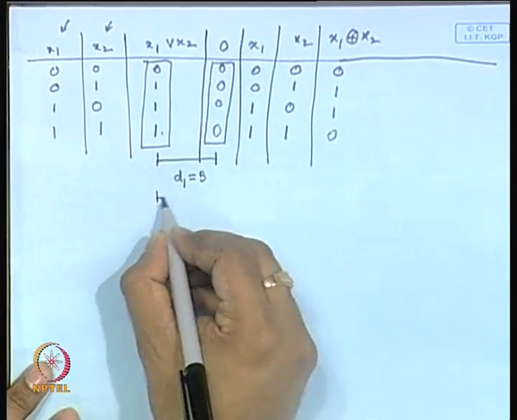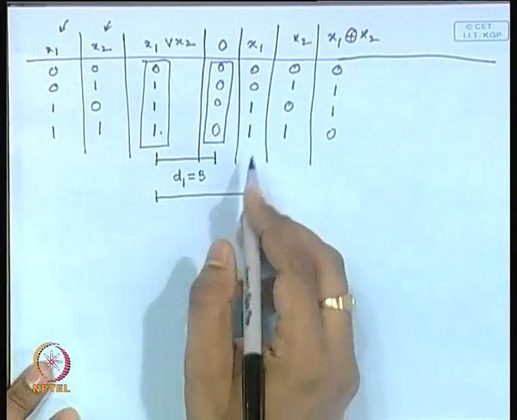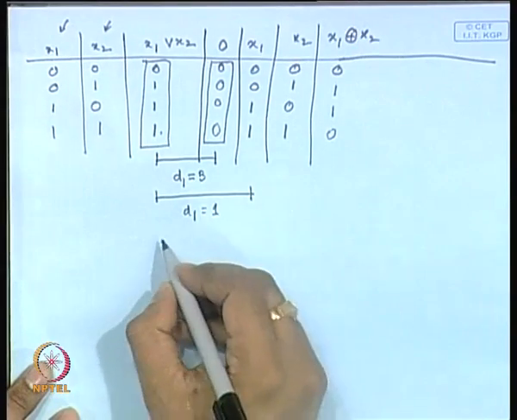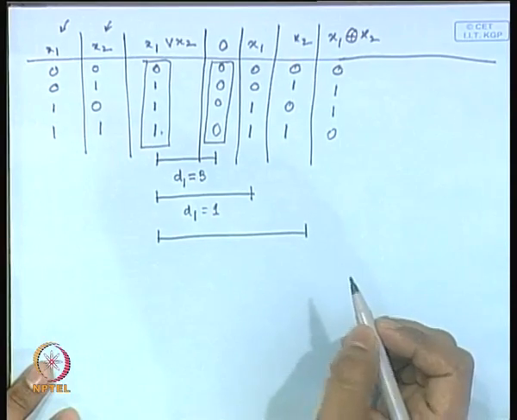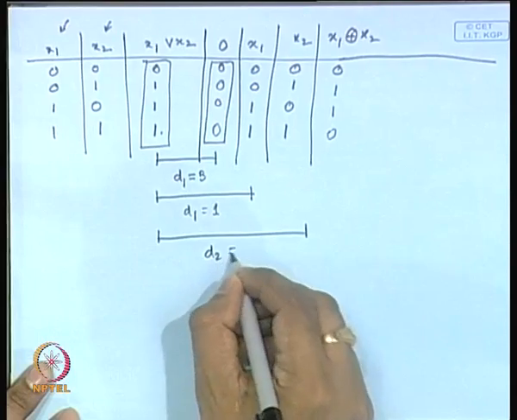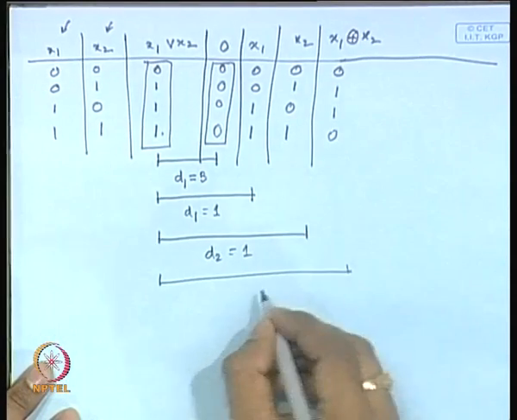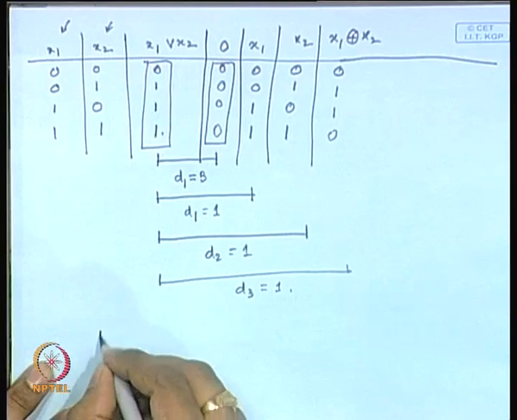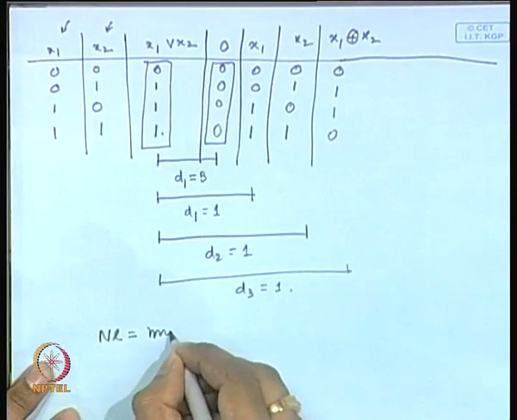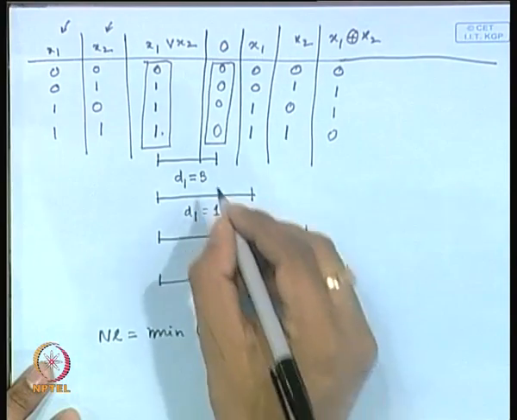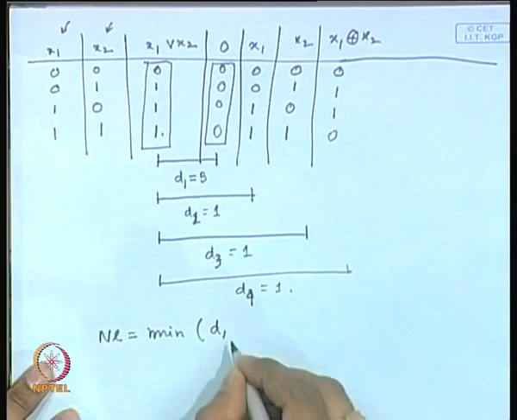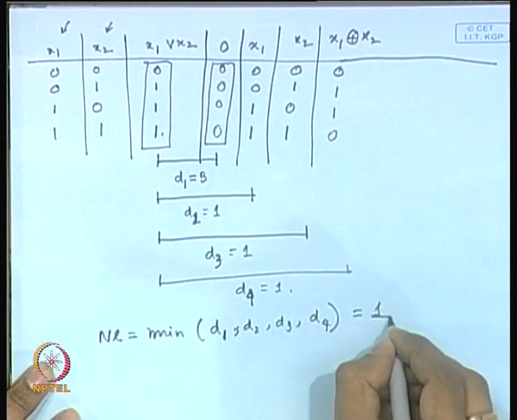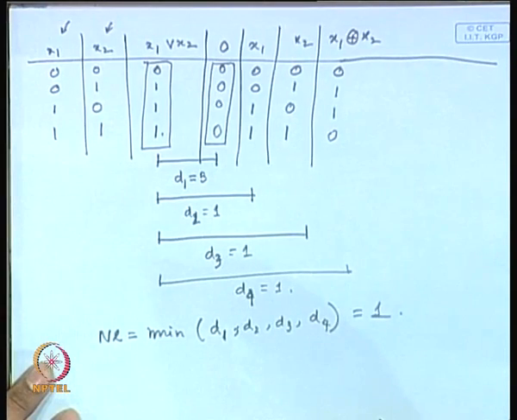Okay, how many cases does this column differ from this particular column? It differs in 1 case. How many cases does this differ? 1. Yeah, it differs in 1 case. How many cases does this differ? 1. Okay, so your nonlinearity is defined as the minimum of D1, D2, D3 and D4. So in this case that is equal to 1. Okay, so that is the definition of nonlinearity.